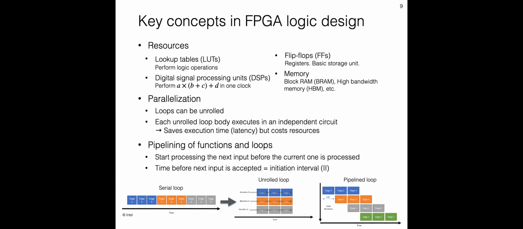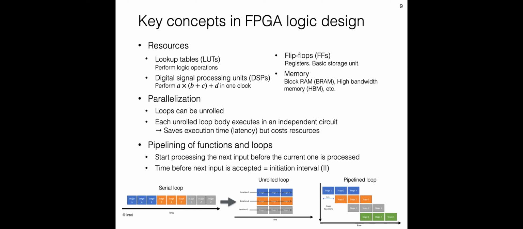So the cartoon at the bottom represents how a serial loop looks versus how an unrolled loop looks. In the serial loop, you would require 9 clock cycles to process these 9 stages, 3 stages and 3 events. But in the unrolled loop, you only need 3 cycles, but use 3 times as much resource. So it saves execution time, but costs resources.